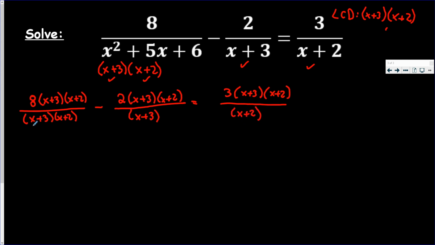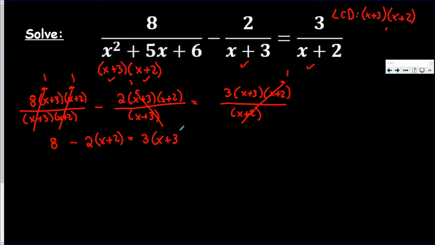Okay. Now that you got the common denominator, x plus 3 and x plus 3 will cancel out to 1. Same thing here with the x plus 2's. Same thing here with the x plus 3's over here. And the x plus 2's over here. Now, if you have anything left over, check this fraction carefully. There's only the 8 left over. Everything canceled. Subtract 2 times x plus 2. And that equals 3 times x plus 3.